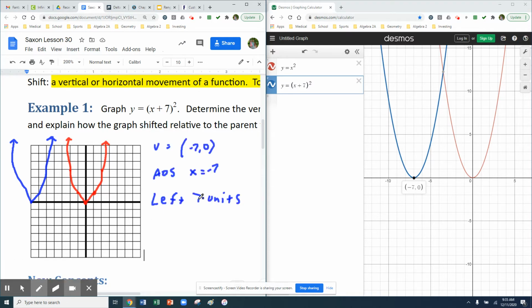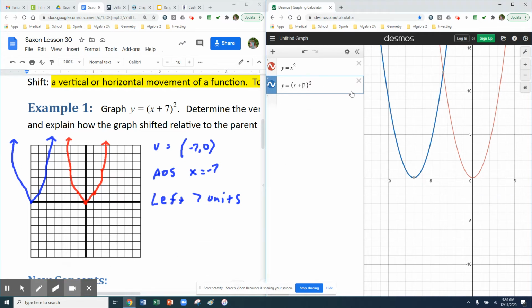So I can answer the vertex is going to be -7, 0. My axis of symmetry is going to be x equals -7. And then my description would be that this is going to be a left shift of 7 units. Now we can investigate this a little further.